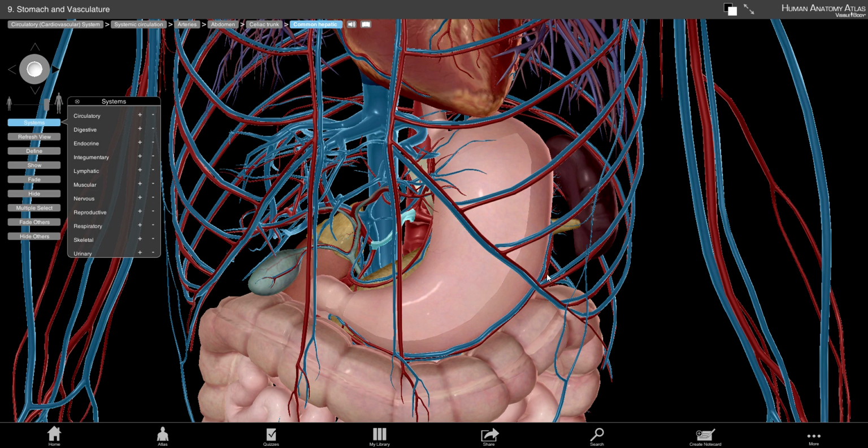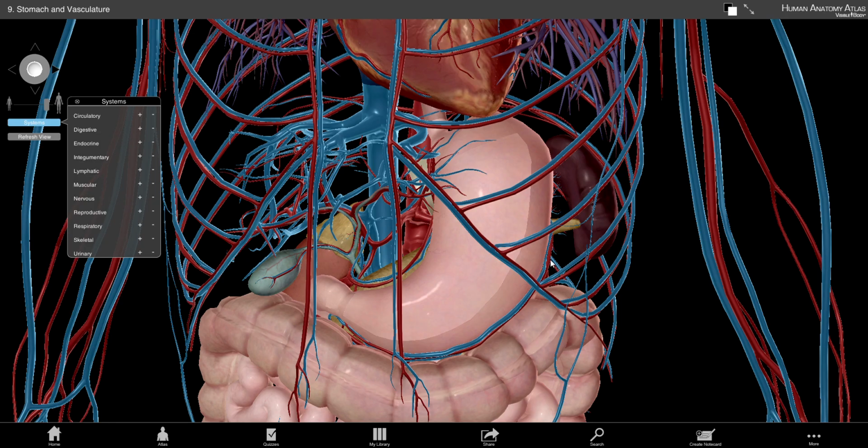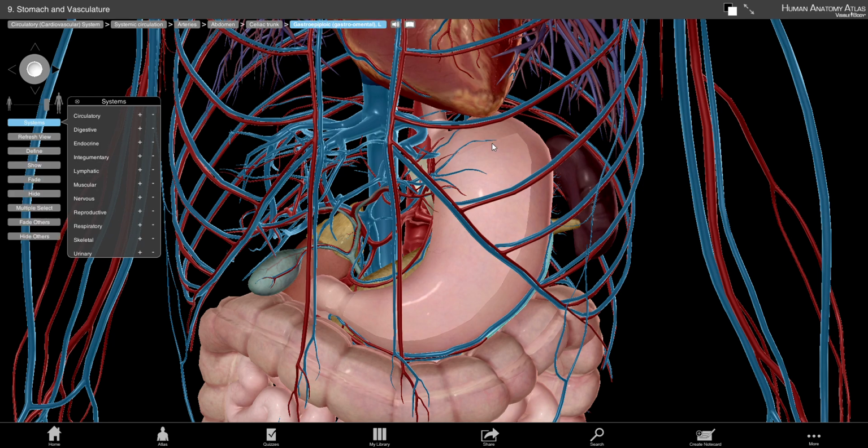And the left gastro-omental artery arises from the splenic artery. It goes posteriorly and is directly branched from the splenic artery. The fundus of the stomach is supplied by the short gastric arteries and the posterior gastric artery. Both the short and the posterior gastric arteries arise from the splenic artery.